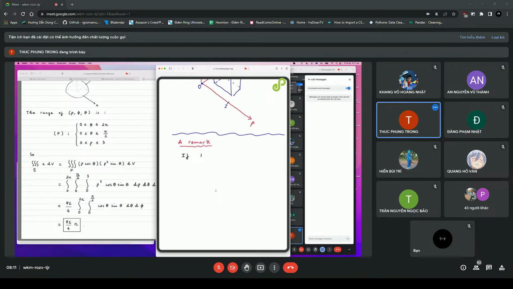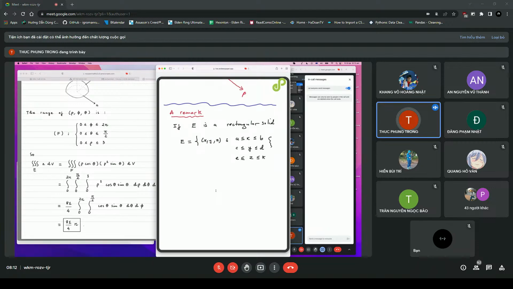So let's say, maybe I use too many "if"s. So let's write: assume that E is a rectangular solid.